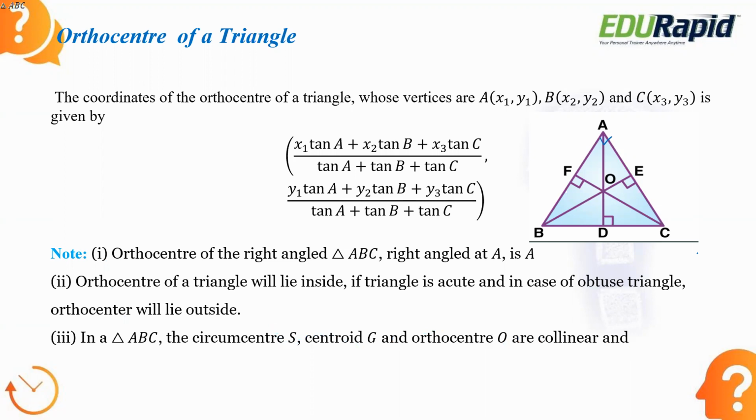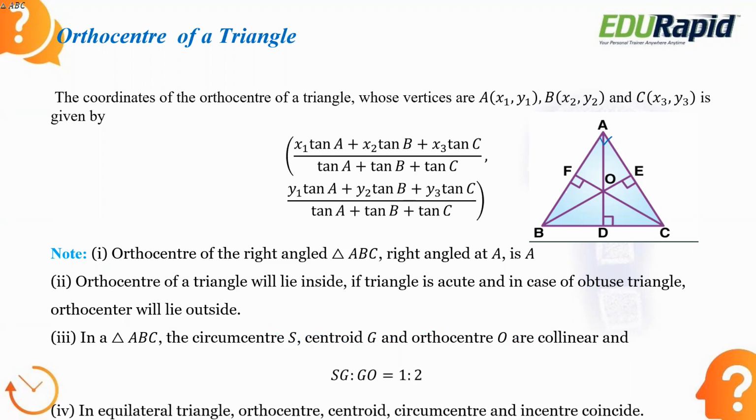Okay. And in triangle ABC, the circumcenter, the centroid G and the orthocenter O are collinear. Is that clear? If you consider a triangle ABC and take all three together, you can see that the circumcenter, the centroid, and the orthocenter are actually collinear. That means the area of the triangle formed by those points is equal to 0. And also the ratio between the circumcenter and the centroid, and the centroid and the orthocenter, is 1:2.